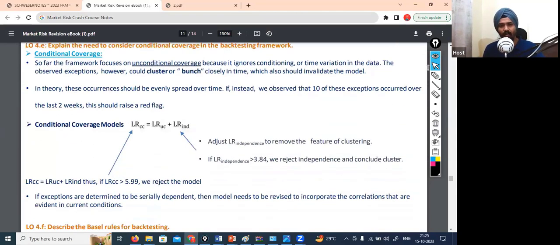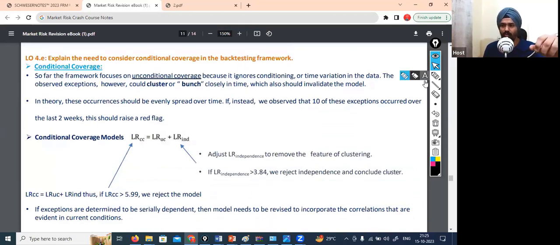What is the need for conditional coverage? We spoke about unconditional, which means no conditions at all. Whenever it happens, just note it down. But there is another method as well, known as conditional coverage. The unconditional framework ignores the conditional aspect. So with unconditional, we ignore conditioning or time variation in the data.